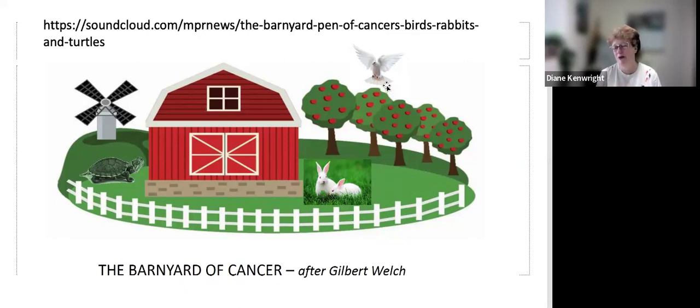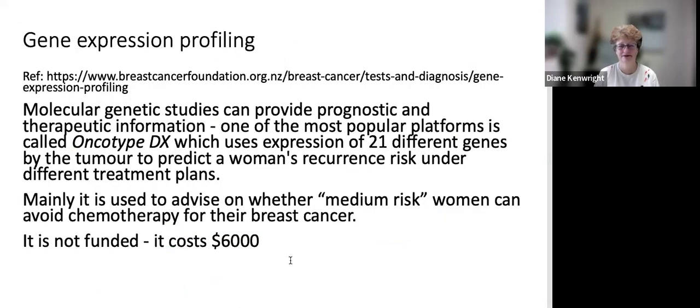The birds that fly away need lots of chemotherapy. The turtles can just be treated by local excision. The rabbits, like breast cancer, if they're small and early cancers, can be treated locally, but they do have the potential to spread and need chemotherapy. Next. All right.